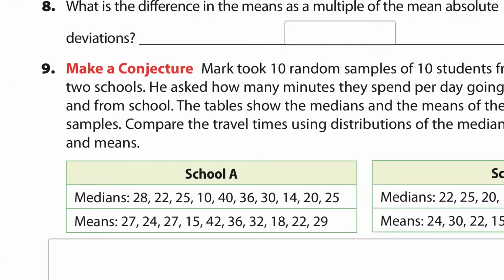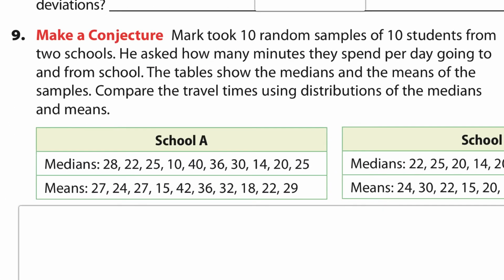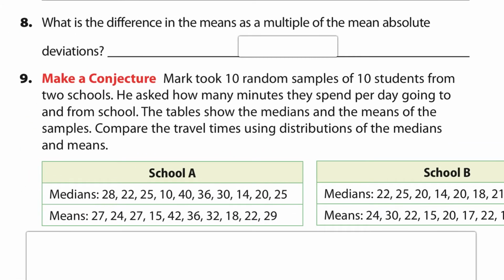Number 9. So, I didn't do this. Should have done that. So, Mark took 10 random samples from 10 students from 2 schools. He asked how many minutes they spend per day going to and from school. The tables show the medians and the means of the samples. Compare the travel times using distributions of the medians and means.